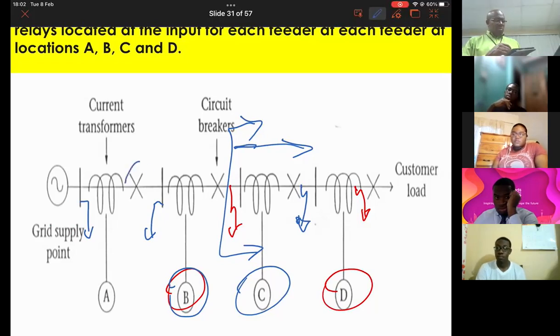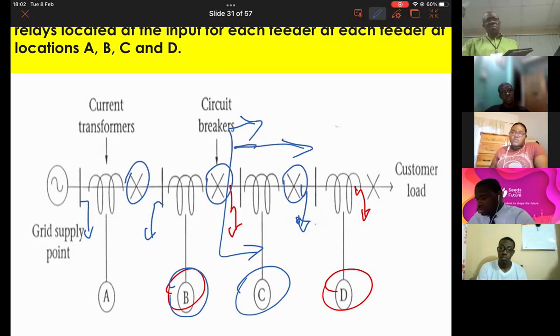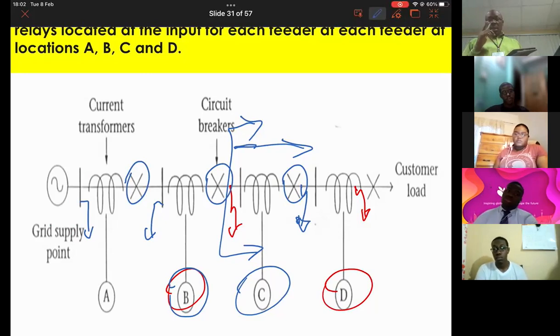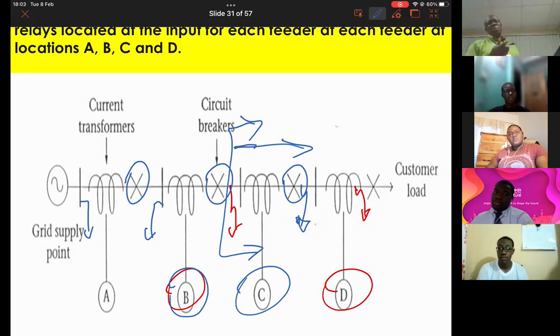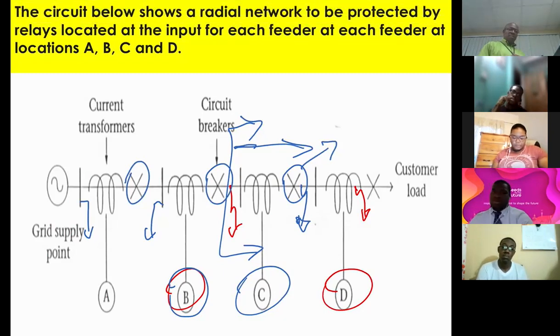I know I'm showing circuit breakers here, but let's just think of them as, I don't want to say fuses, because obviously the type of relay that I'm going to be using, which are very inverse, you wouldn't be using with fuses. But these are those switches that are connected to the relay that will open the circuit. All right? Okay, so that's our network.